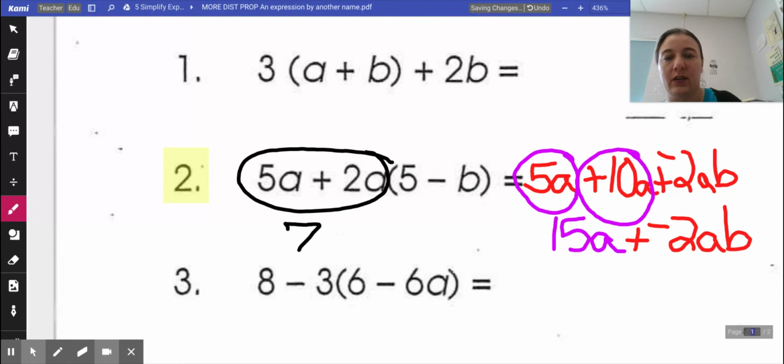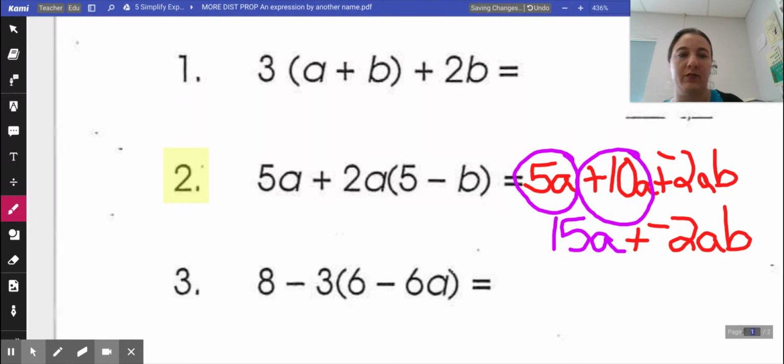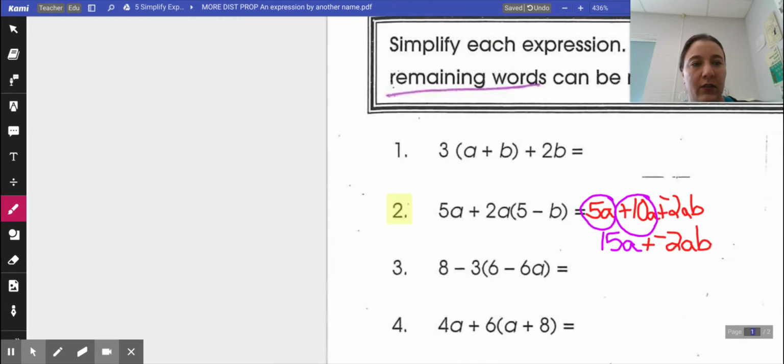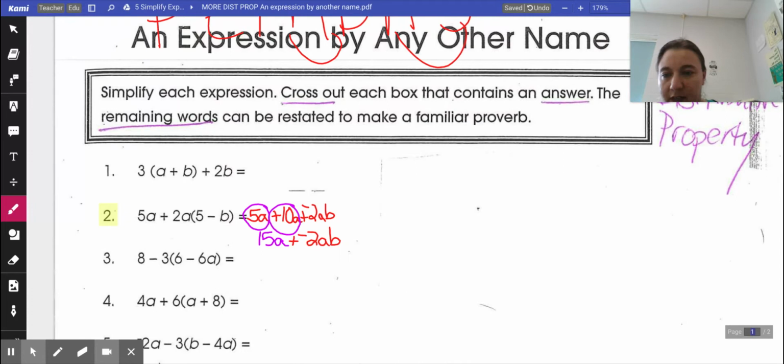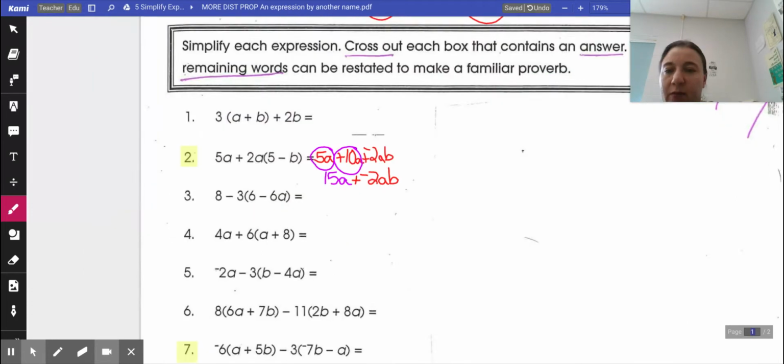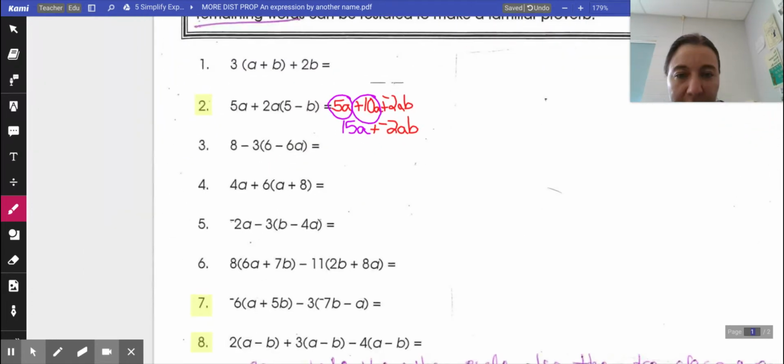So I'm just going to get that off my page before you think about it. And the directions on this said to look for the answer down below, cross it off, and your leftovers are going to make some kind of weird statement. So if you don't get a statement when you're all done, then you know maybe you messed up one of them. So I'm going to look for 15a and a negative 2ab.